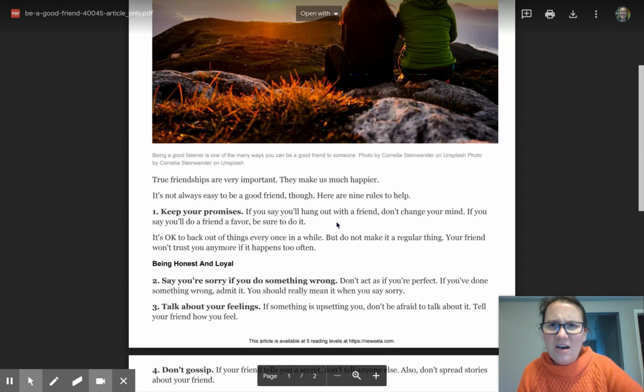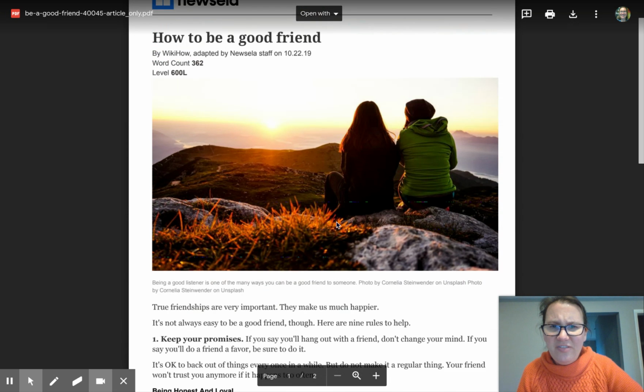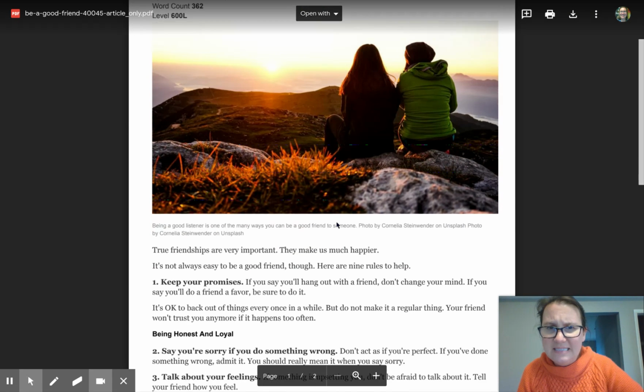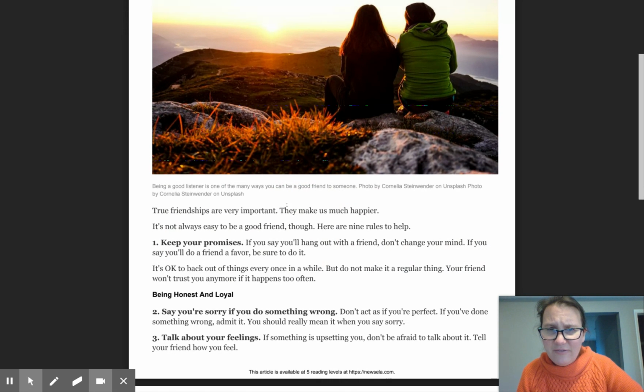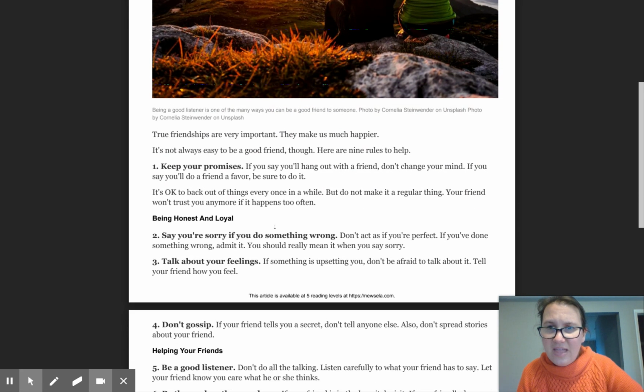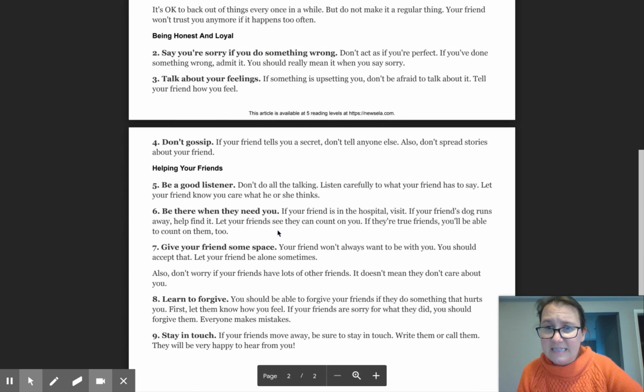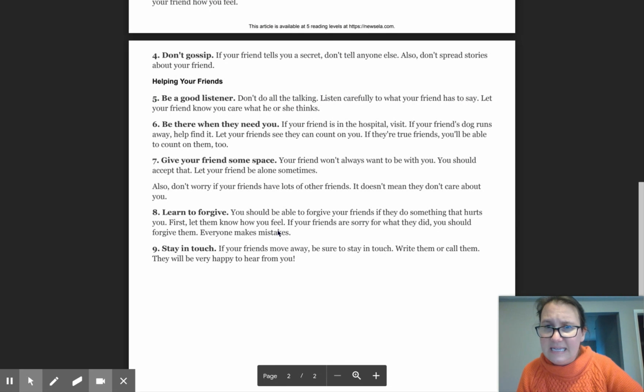All right, so let's do a little bit of thinking. This was a how-to piece about how to be a good friend. And the author looks like wrote a little introduction and then listed some reasons. And it was pretty easy to see their reasons because they listed them 1 through 9 and they highlighted that reason or made it bold.